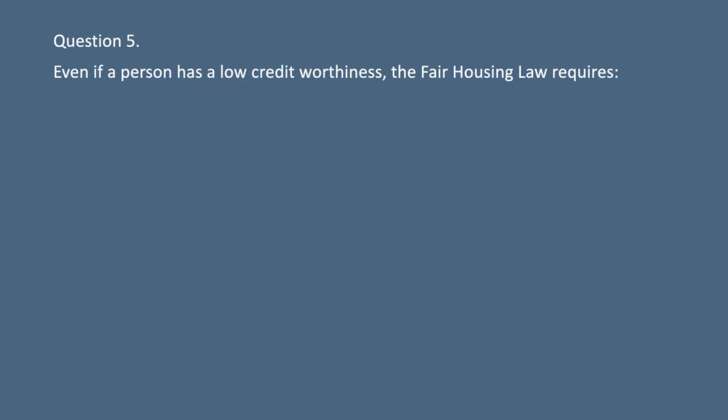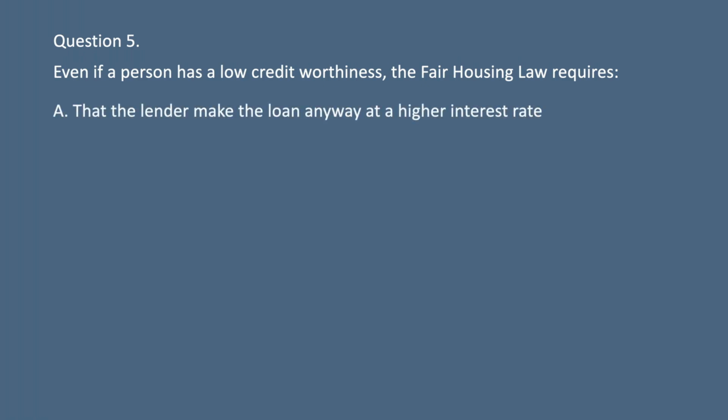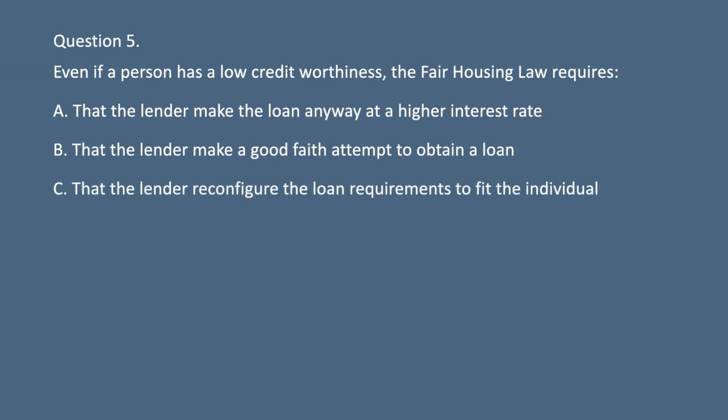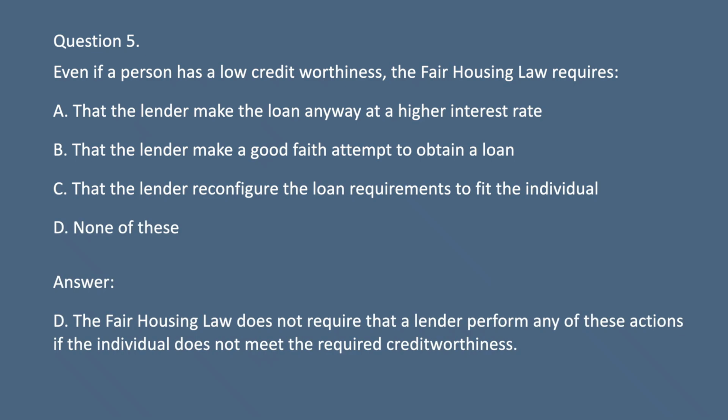Question 5. Even if a person has a low creditworthiness, the Fair Housing Law requires A. That the lender make the loan anyway at a higher interest rate. B. That the lender make a good faith attempt to obtain a loan. C. That the lender reconfigure the loan requirements to fit the individual. D. None of these. Answer. D. The Fair Housing Law does not require that a lender perform any of these actions if the individual does not meet the required creditworthiness.